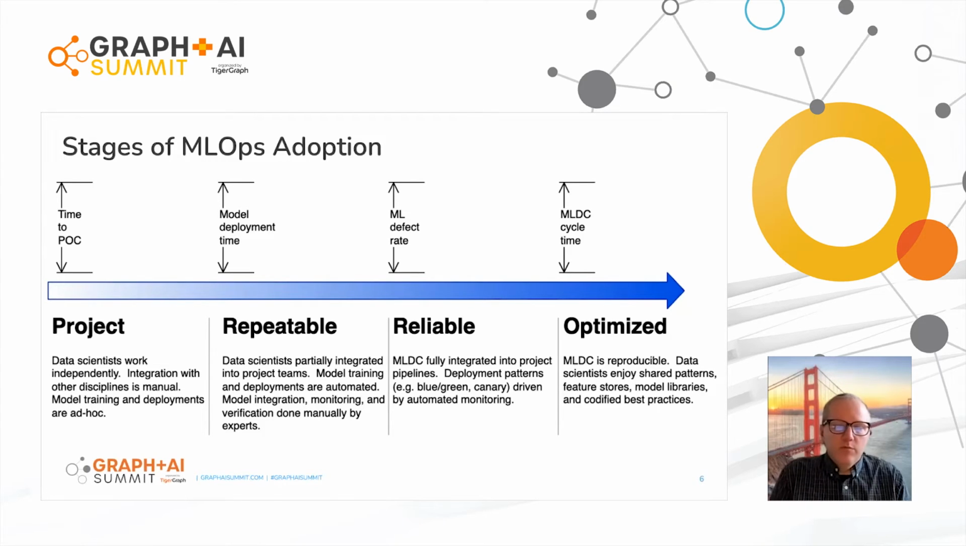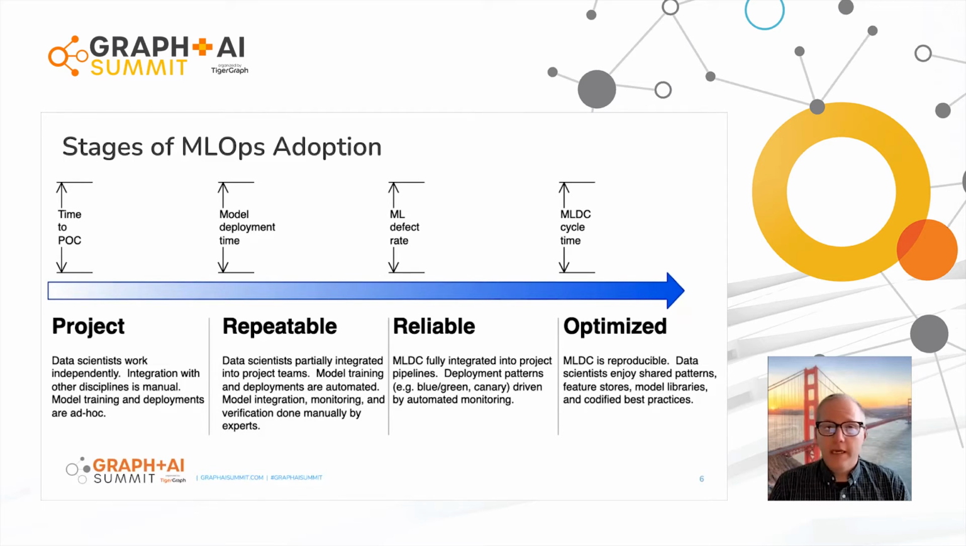Then the third phase is focusing on reliability. And here what we're looking to do is reduce the defect rate. So things like, we deployed this model, but the data that's coming in when we try to get a prediction doesn't really look like the data that we trained on. So we may have some software bugs introduced. And so here we're trying to integrate a machine learning development lifecycle throughout the project. So we're looking at different deployment patterns like blue-green deployments or A/B testing to test out different versions of our model. And we're investing more in automated monitoring.